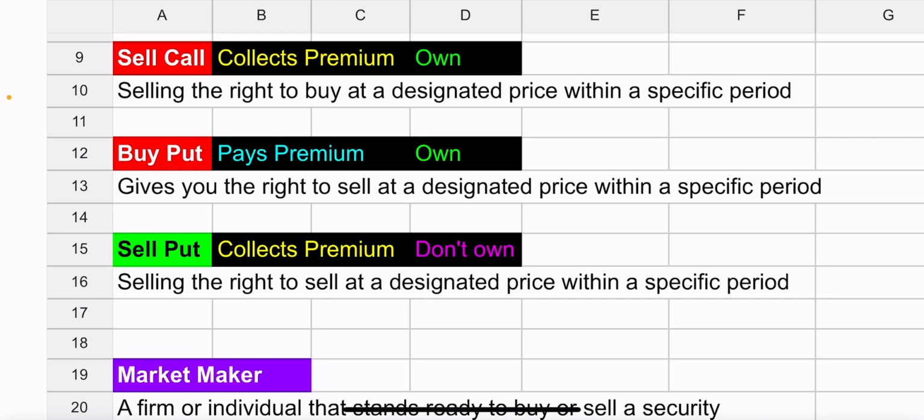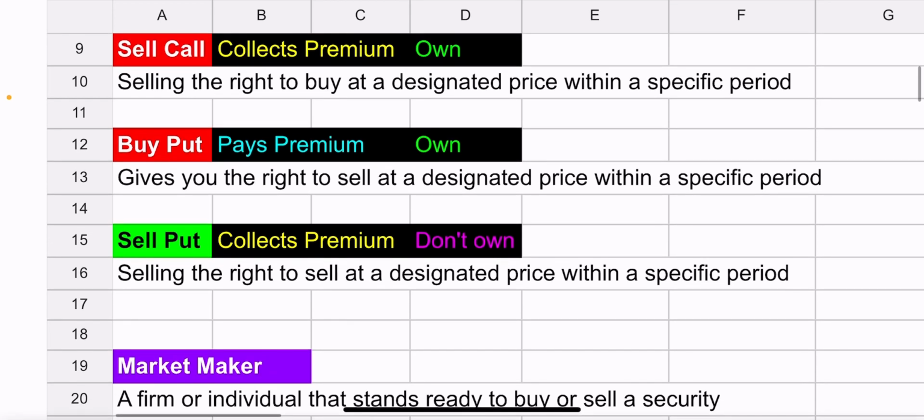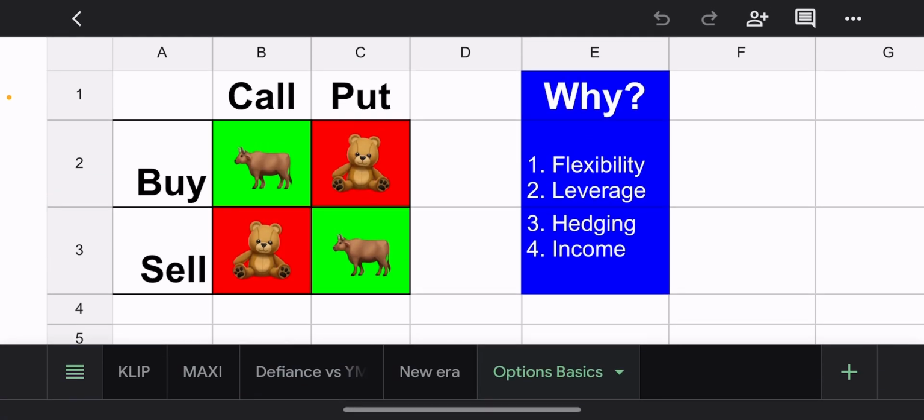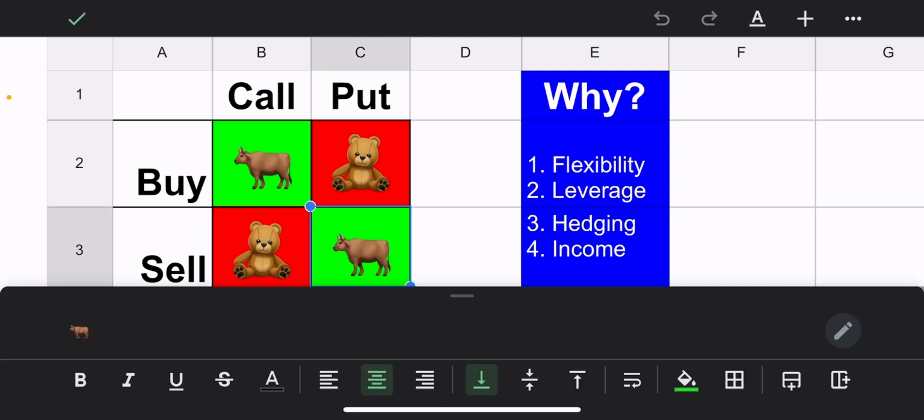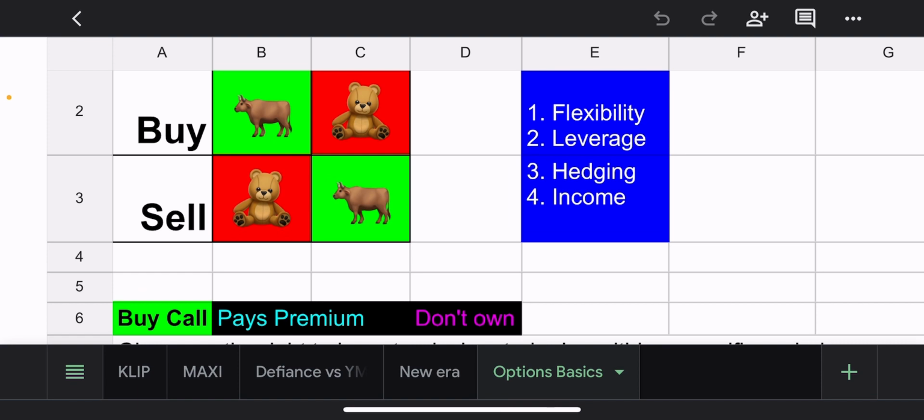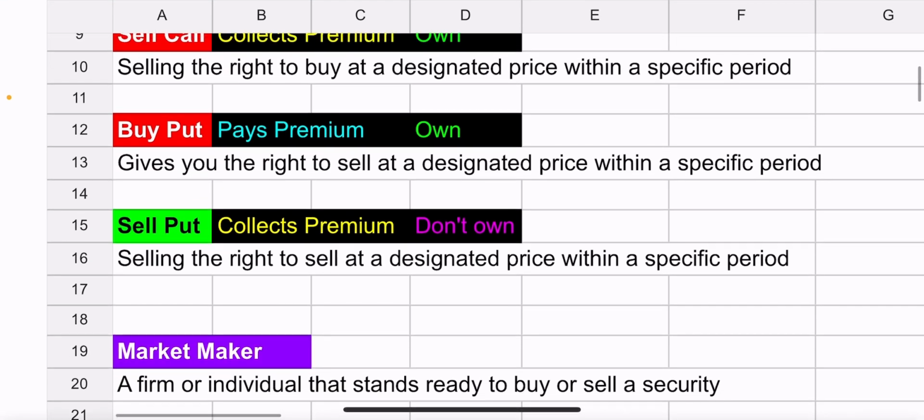Guess what? I'm on that other side. I'm selling that put to you. I'm collecting that premium. And when you sell the put, you don't own the stocks, right? But you're selling the right to sell at a designated price within a specific period. The buyer has the right to sell it to you. So when I sell that put, guess what? Where is it at? There it is. Boom. Bullish play. Bright green. Love how these colors come out in this Google Sheets. But anyway, so I'm selling the right for them to sell me the shares.